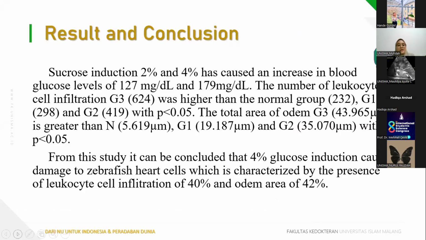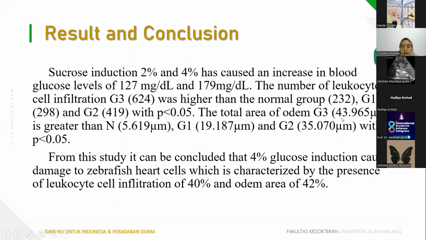The result and conclusion: sucrose induction of 2% and 4% has caused an increase in blood glucose levels of 127 mg per deciliter and 179 mg per deciliter. The number of leukocyte cell infiltrations in G3 is 624, which was higher than the normal group 232, G1 298, and G2 490, with P less than 0.05.